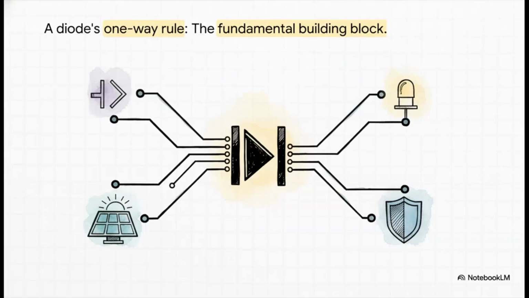And really, that's what it all boils down to. Whether it's letting current flow or blocking it, emitting light as an LED or protecting our expensive gadgets, it all comes back to that simple, fundamental rule of being a one-way street for electricity. It's one of the most basic building blocks we have, and it makes almost everything else possible.